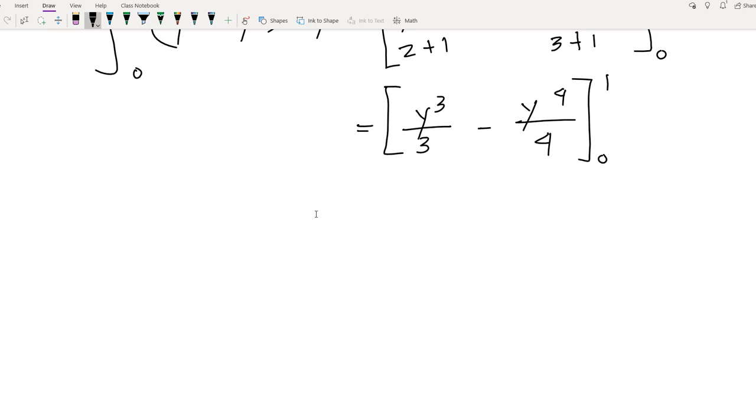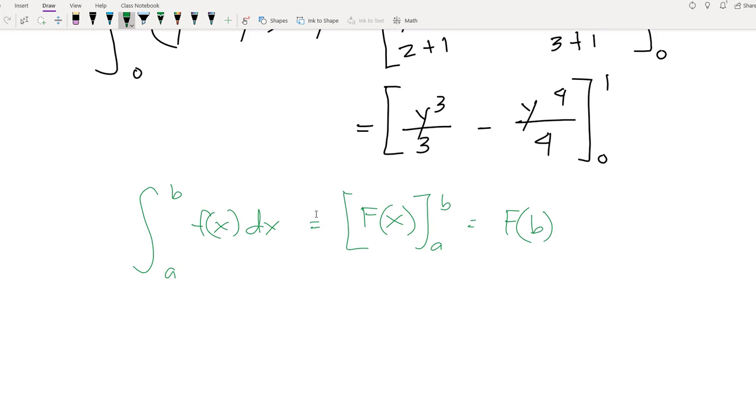Next step would be to substitute the limits. So you substitute first the upper limit, because in our formula, let me just rewrite the formula. The formula states that the integral from a to b of f of x dx is equal to f of b first minus f of a. Take note that it is always subtraction. So let's apply that in our problem.